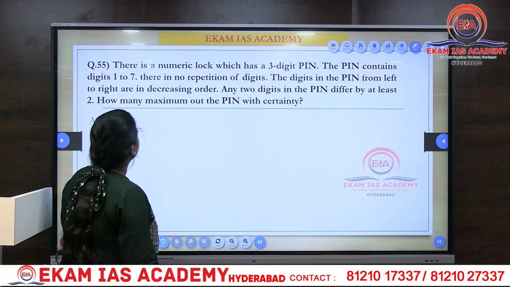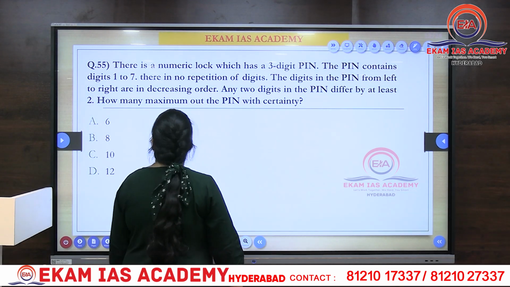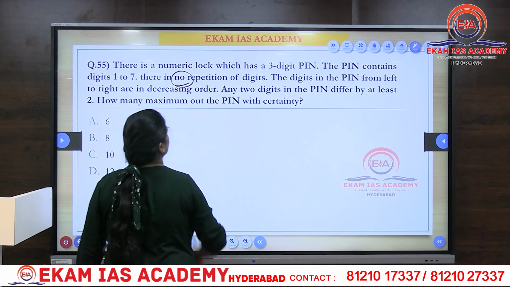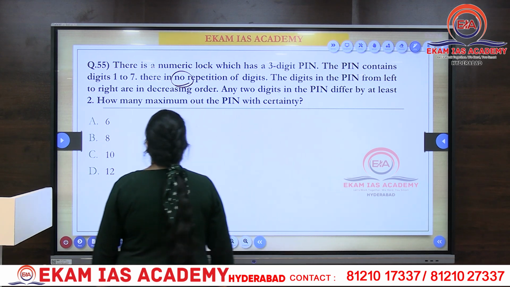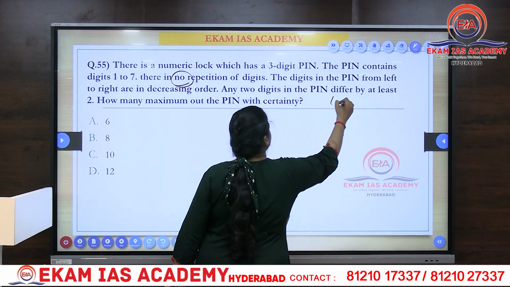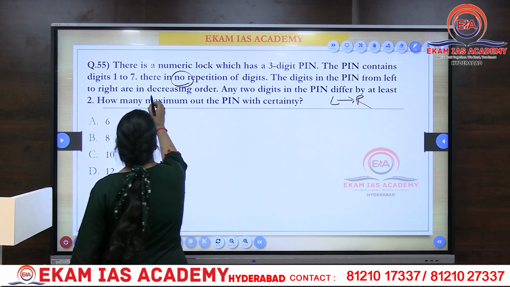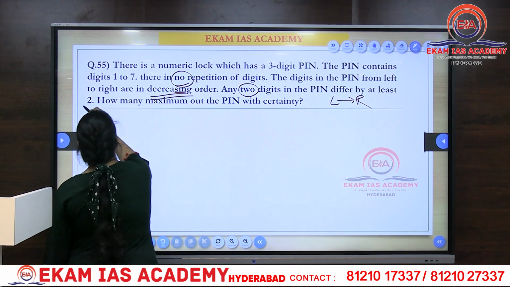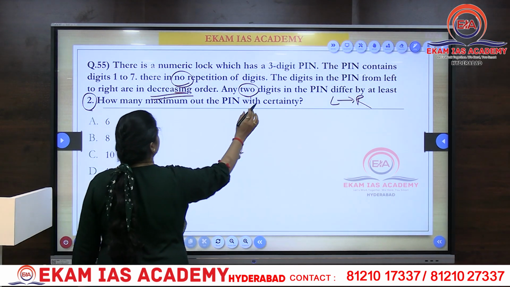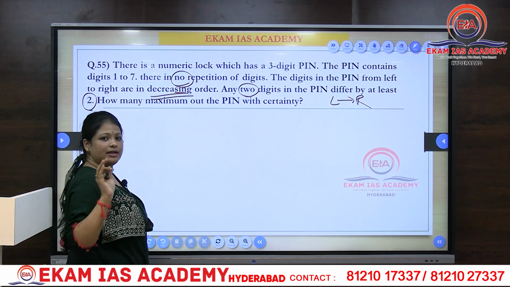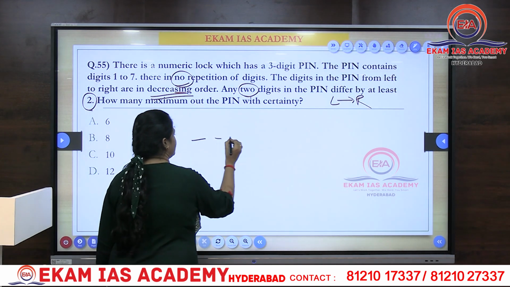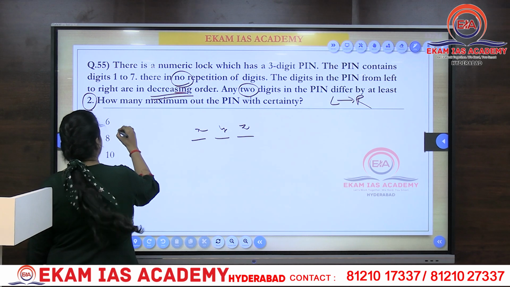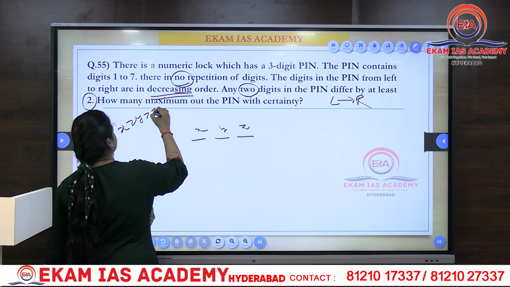There is a number lock which has a 3-digit pin. The pin contains digits 1 to 7. There is no repetition of digits. The digits in the pin from left to right are in decreasing order. Any 2 digits in the pin differ by at least 2. What is the maximum number of pins possible? A pin has 3 digits. Let it be X, Y, Z. They are in decreasing order: X is greater than Y is greater than Z.